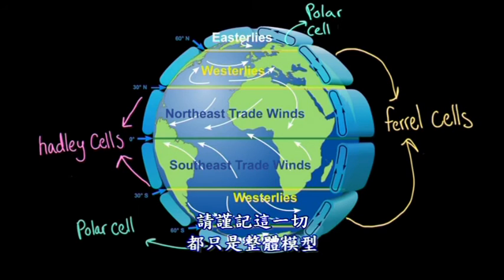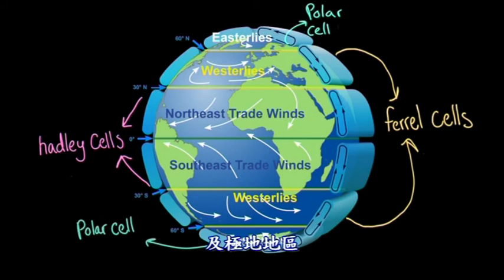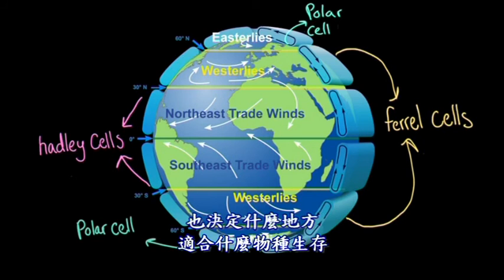It's important to remember that everything in this diagram is just an overall model. Global wind patterns are even more complicated because water-covered areas and land-covered areas absorb solar energy differently. These prevailing wind patterns distribute heat and precipitation unevenly between the tropics, temperate, and polar regions of the Earth. And this uneven distribution creates different biomes. And this helps determine what species can survive where.